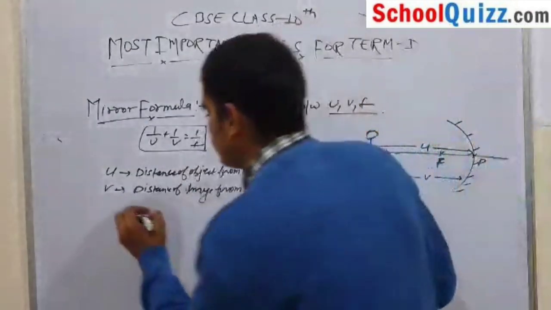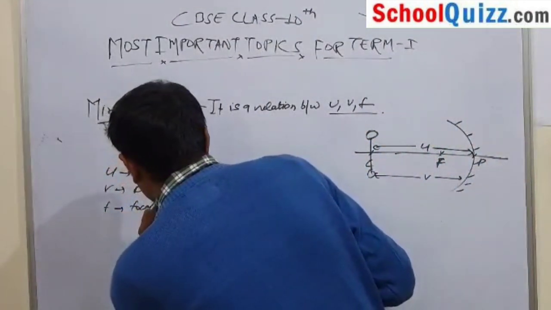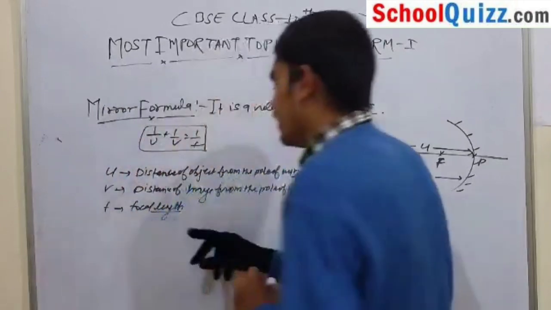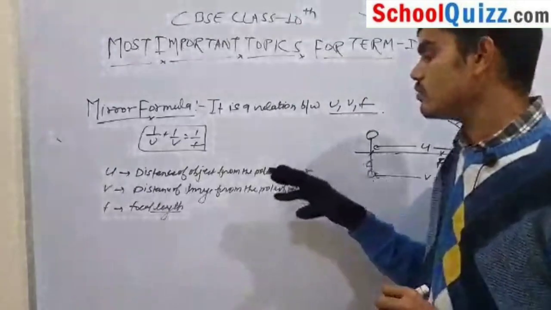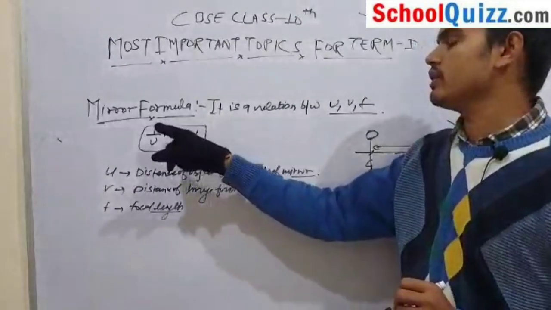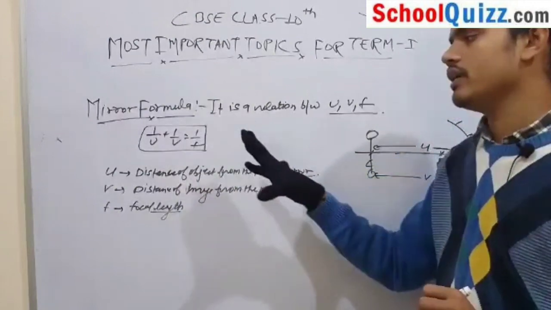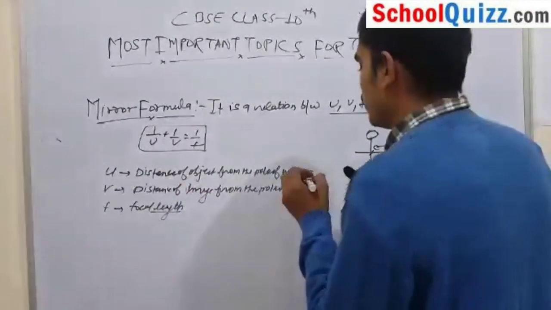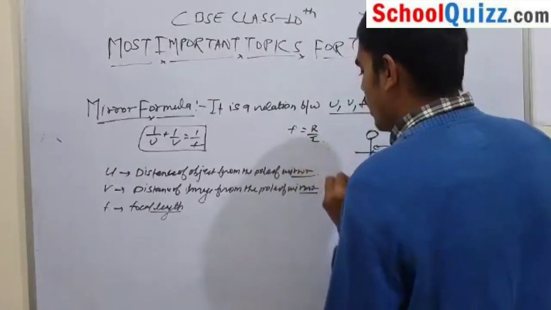And what is F? F is the focal length of our mirror. So this is our mirror formula, that is 1 by U plus 1 by V is equal to 1 by F. And we know a relation that F is equal to R by 2.